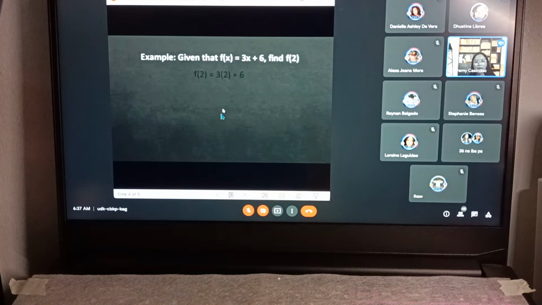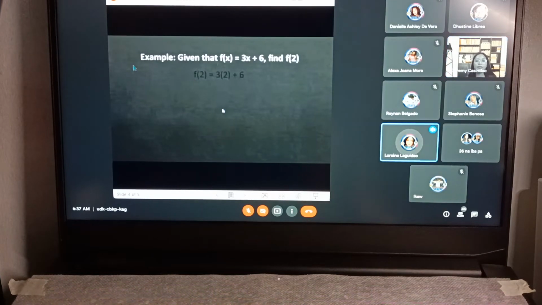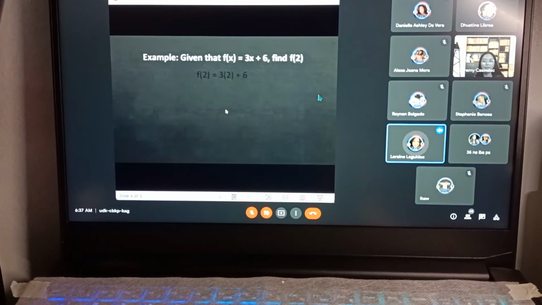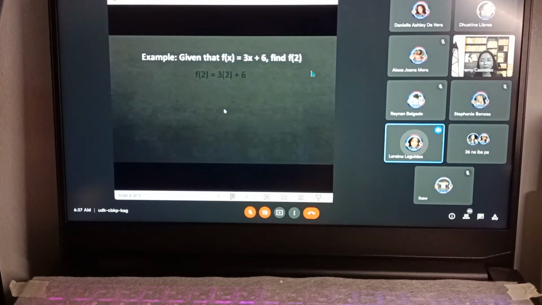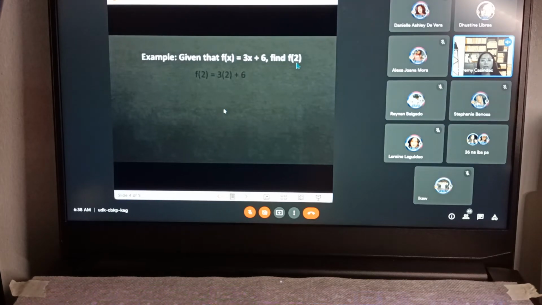Alright, pakibasa naman ng first example natin. Lagi daw, Lorraine. Good morning po, ma'am. Example, given the f(x) equal 3x plus 6, find f(2). Ayun. As you can see, we have the given example, f of x is equals to 3x plus 6. Find f of 2. So as you can see, meron na tayong value ng x dito, which is equals to what? Based sa given? 2 po.